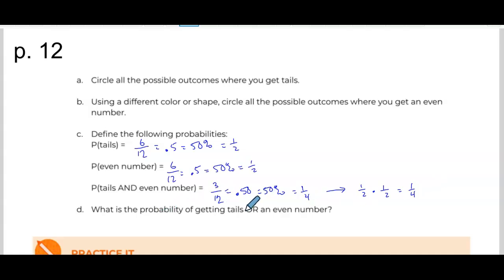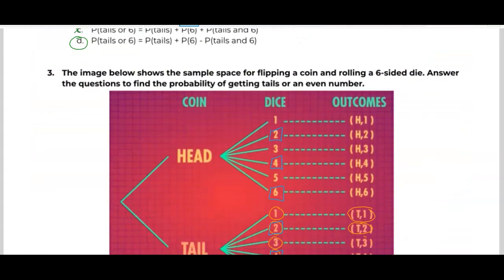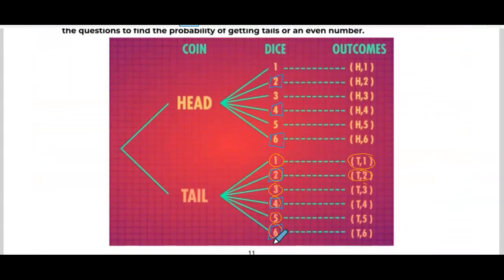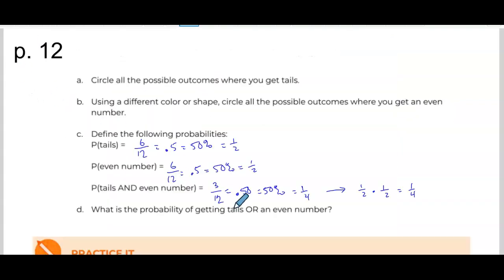All right, what is the probability of getting tails or even? Let's go back one more time here. Tails or even. So we had 6 tails, we had 6 evens, but there were 3 times where we doubled those up. So I'm looking for anything with a marking, basically. There's 1, 2, 3, 4, 5, 6, 7, 8, 9 different numbers that are marked. So 9 out of 12, which is 3/4, or 0.75.